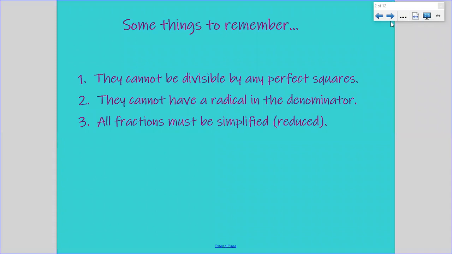First of all, some things to remember. The first thing is when you're finished, they cannot be divisible by any perfect square. When we look at the actual end product, you can't pull anything out from underneath the radical. Number two, they cannot have a radical in the denominator. We will deal with that in the second part of this lesson. And number three, all fractions must be simplified or reduced.